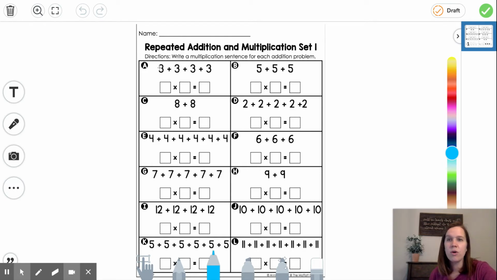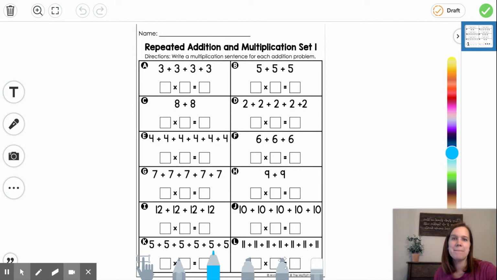So I have 1, 2, 3, 4 groups, and each group has 3. And I know that because it's 3 that is repeated, and it's repeated 4 times. So a multiplication sentence for A that would work would be 4 times 3, and then you need to tell me the product of that. So you can use the repeated addition and add up, or if you know your multiplication facts, then you know that 4 times 3 equals 12. So you're going to go ahead and put the product, which is the answer to your multiplication sentence, and that is 12. So that's A.